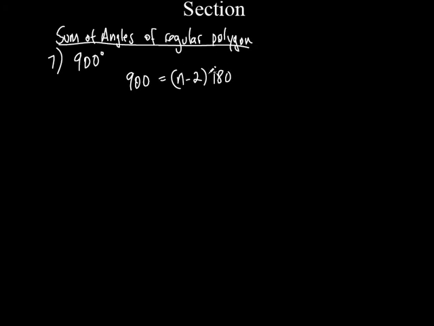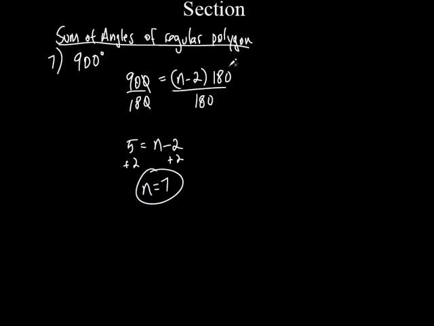Watch what I'm going to do. You could distribute if you wanted to. I'm going to do this a little bit easier. I'm going to just divide by 180. Couldn't you do that? All right, and so that cancels out. What's 900 divided by 180? It's 5. Okay, so 5 equals n minus 2. But I got to solve for n, so what do we do? Add 2 to both sides, and so what's n? It's 7. That means the sum of the angles of a 7-sided polygon is that.